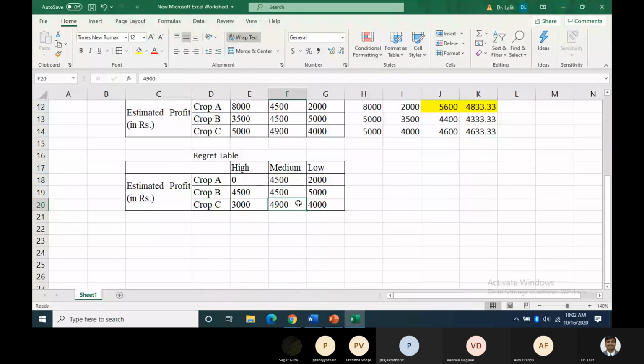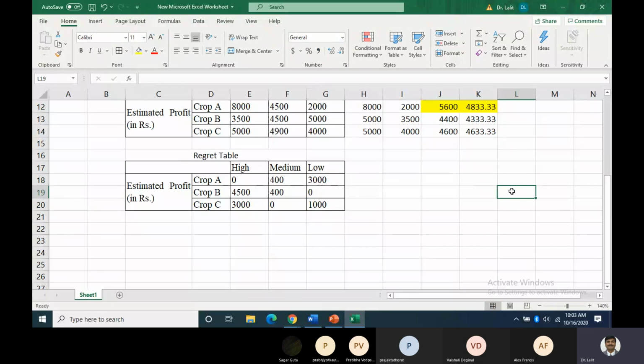Now in this case, what would be the regret? Benchmark score क्या लेना है? 4,900. Maximum payoff is 4,900. So we'll set 4,900 as the benchmark score. So regrets हो गया आपके 400, 400, 0. In this case, maximum payoff is 5,000. So regret होगा 3,000, 0, and 1,000.